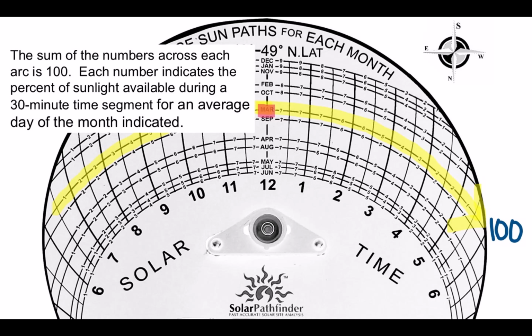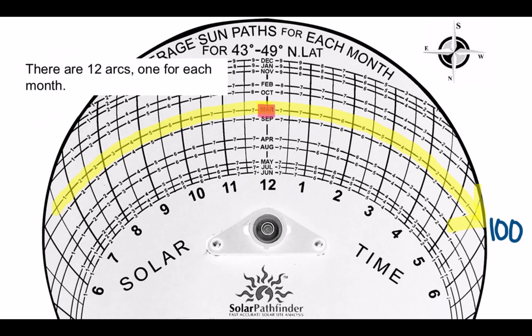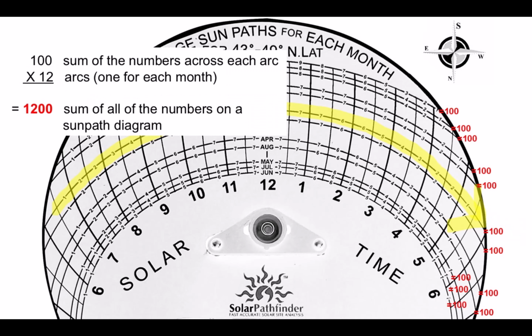Recall that the sum of the numbers across each monthly arc is 100. Each number indicates the percentage of sunlight available during a 30-minute time segment for an average day of the month indicated. And since there are 12 arcs, one for each month, that means the sum of all the numbers on the face of the sun path diagram is 1200.